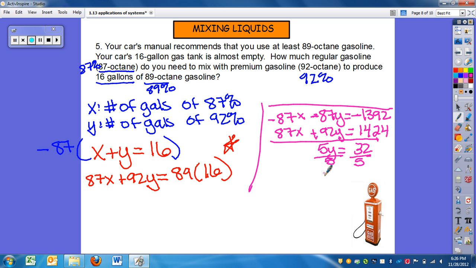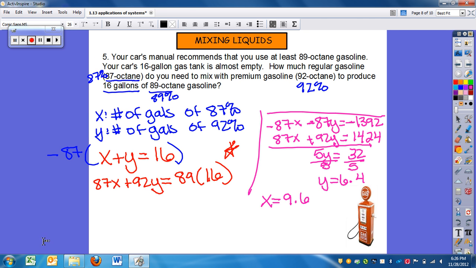So y comes out to be 6.4. Alright, so if y is 6.4 and I only have 16 gallons, I can take 16 minus 6.4, and that gives me 9.6. So then I can write my sentence. I need 9.6 gallons of 87% and 6.4 gallons of 92%.